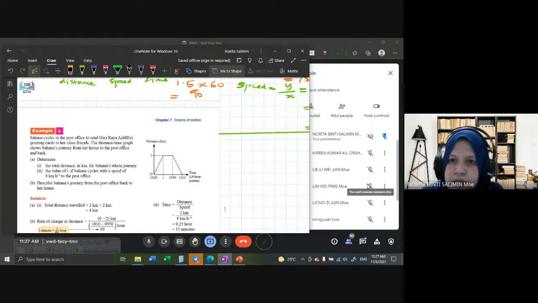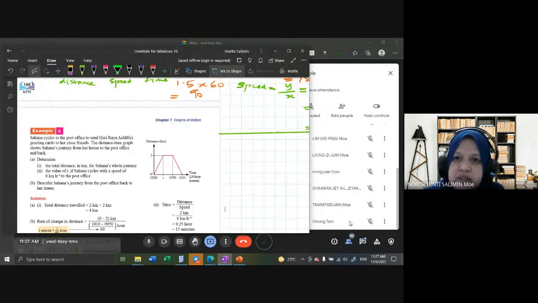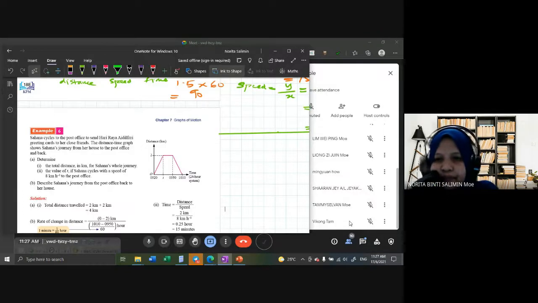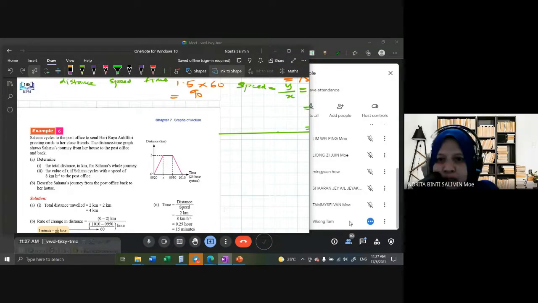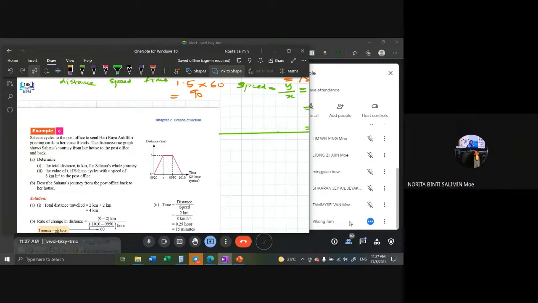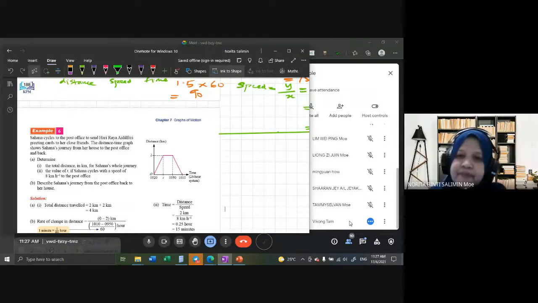Okay, if cannot, who else is here? Sharon already, Tamil Selvi already. Vikong Tam, is it your name? Teacher, what is your name? Can you write down your full name so I can write your attendance? Okay, Vikong Tam, please read example 6.